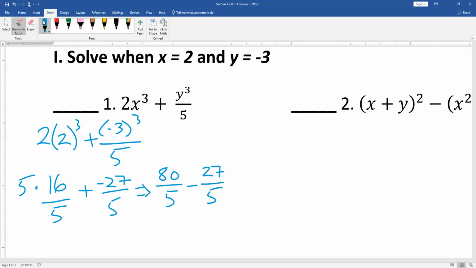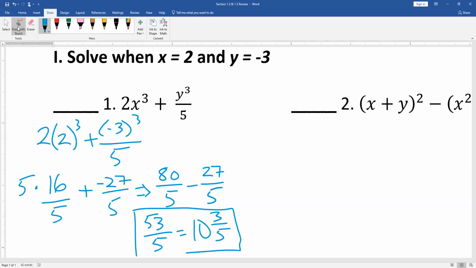I'm going to bring that down so that I don't butt up into my number 2. So 80 minus 27 is 53 over 5. And you can leave it that way, perfectly fine. Or you can turn it into a mixed number, which is 5 goes into 53 10 times with 3 left over, 3 over 5. So either one of those is an acceptable answer.